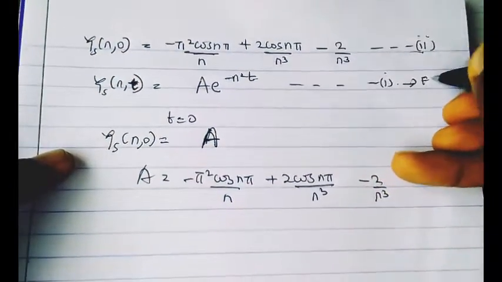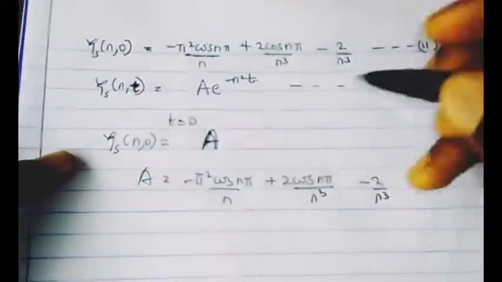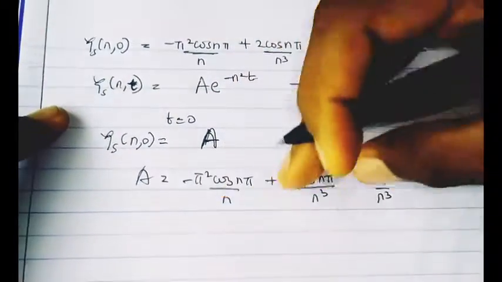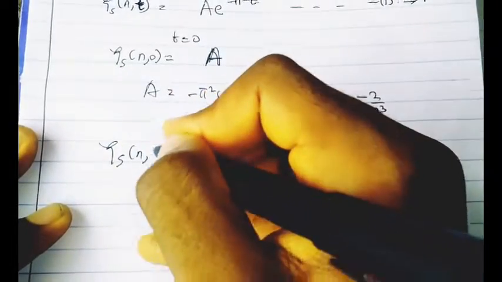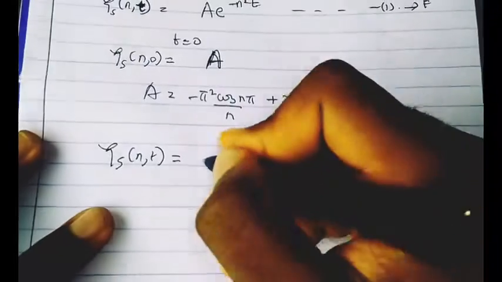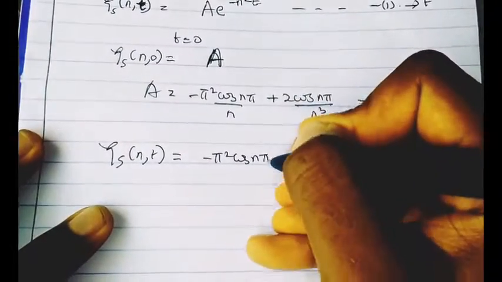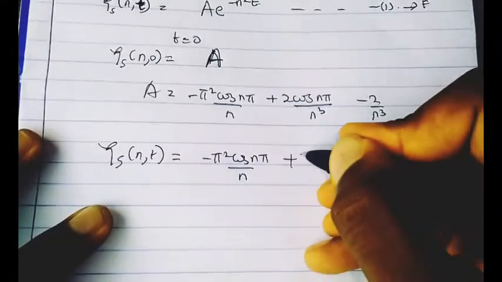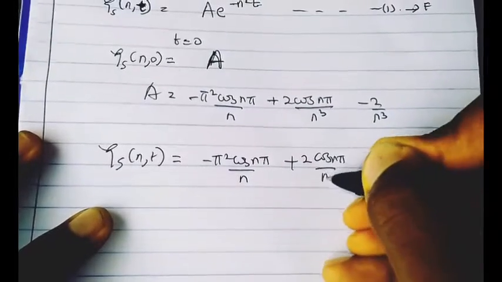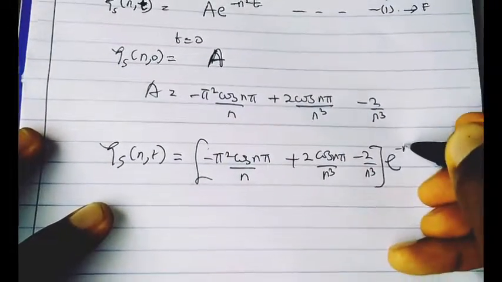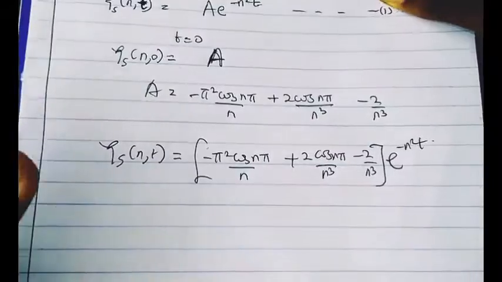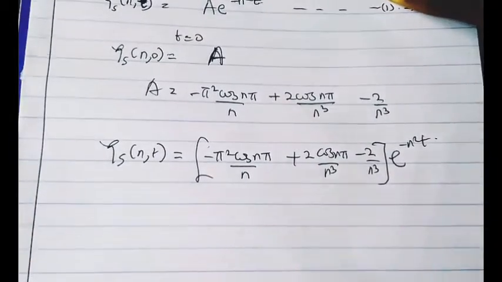So let me assume this is my general finite sine transform of this. That's my equation 1, right? My equation 1 is a function of n and t. So since I've gotten the value for my a, I substitute back into this equation 1. So y subscript x, n and t is equal to minus pi square cos n pi over n plus 2 cos n pi over n raised to power 3 minus 2 over n raised to power 3 multiplying exponential minus n squared t. So this is the value of my finite sine transform.